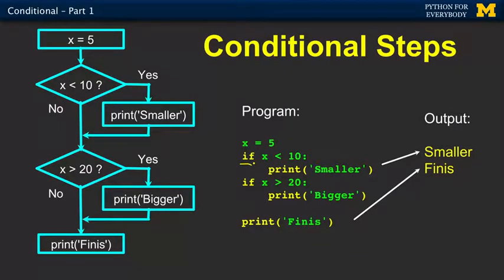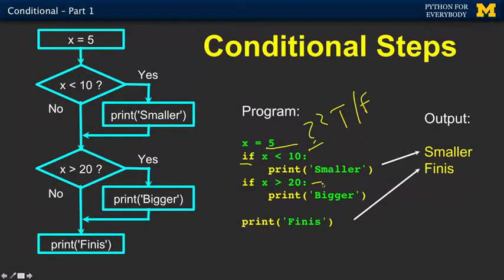And it's not that hard to read. The if statement has a condition. It's really a question. Unlike x equals 5, which changes potentially the value of x, x less than 10 is asking a question. It's asking, is x less than 10? And that returns a true or a false. At this point, because x is 5, x is indeed less than 10, and so it's true.